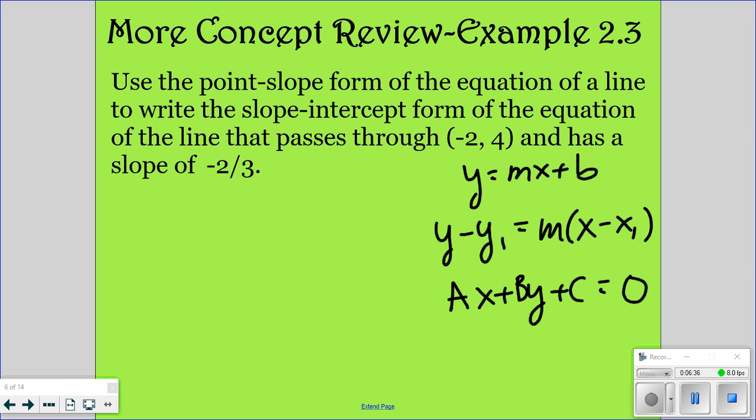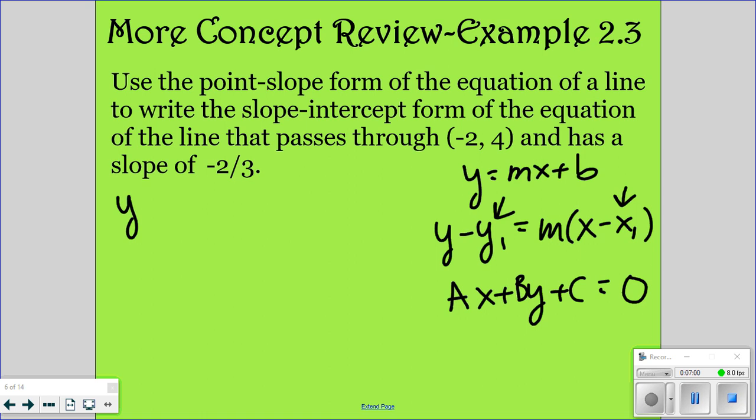So it says use point-slope form. So that's this middle one right here. And it says our slope is negative 2/3. That's your m. Your negative 2, 4, those are your x1 and y1 values, not the x and y. When you get done, you want to have x and y in your equation, so you don't plug in for x and y.